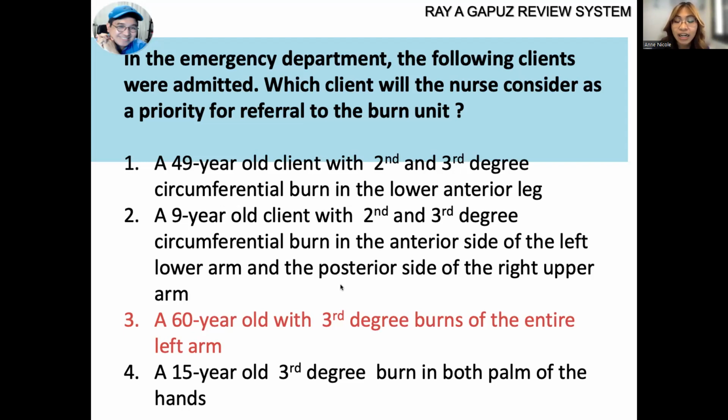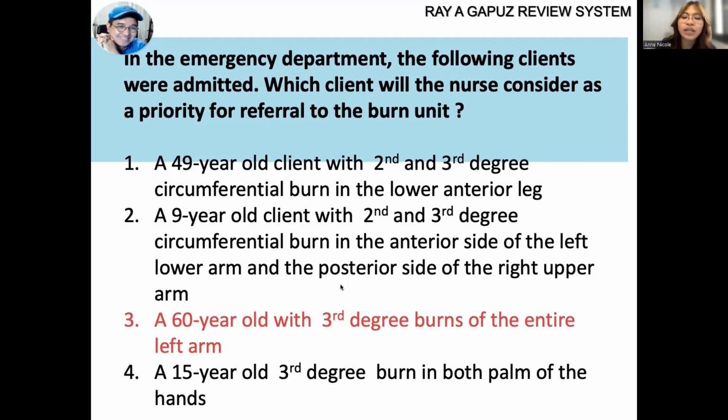It's your number 2, because they are below 10 years of age, and besides that, circumferential burns in the anterior side of the left lower arm. Left lower arm is 4.5 and posterior side of the right upper arm would be 4.5. So somehow it would yield a 10. Okay, so still it's number 2, and then we can go for number 1 next.